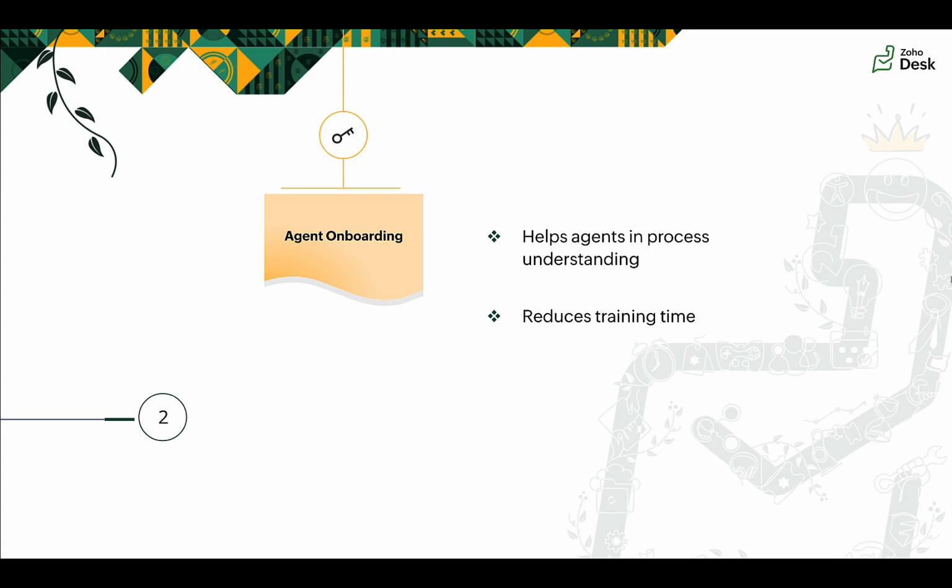Agent onboarding. Blueprint provides a guided framework for agents, walking them through each step of a process. This makes it easier for new agents to understand complex processes without needing extensive supervision. Since Blueprint acts as a built-in process guide, new hires can quickly get up to speed. This reduces the need for lengthy training sessions and accelerates their readiness to handle tickets independently.